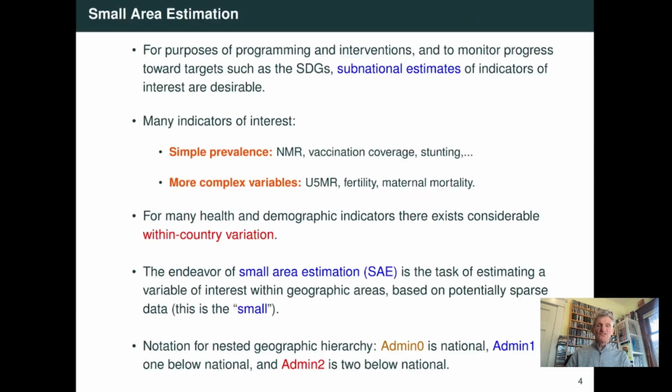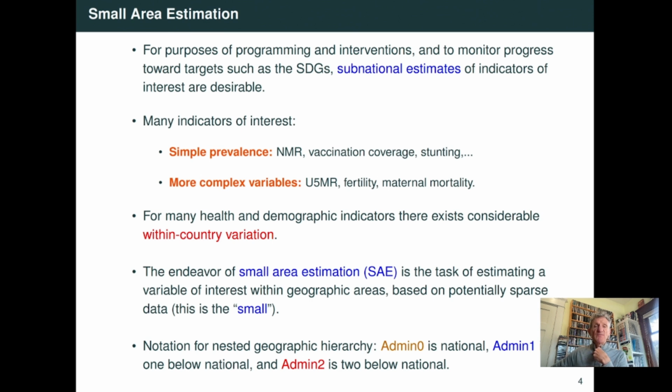So, to motivate the need for subnational estimation, for purposes of programming and interventions, and to monitor progress toward targets such as the Sustainable Development Goals, subnational estimates of indicators of interest are desirable. And there are many things we might want to think about, and we can distinguish between simple prevalences such as neonatal mortality or having a vaccination or not, or stunting, and compare those with more complex variables such as under 5 mortality, fertility or maternal mortality. We're going to focus on the first set of simple prevalences in this lecture, so just binary outcomes, yes or no for some particular attribute.